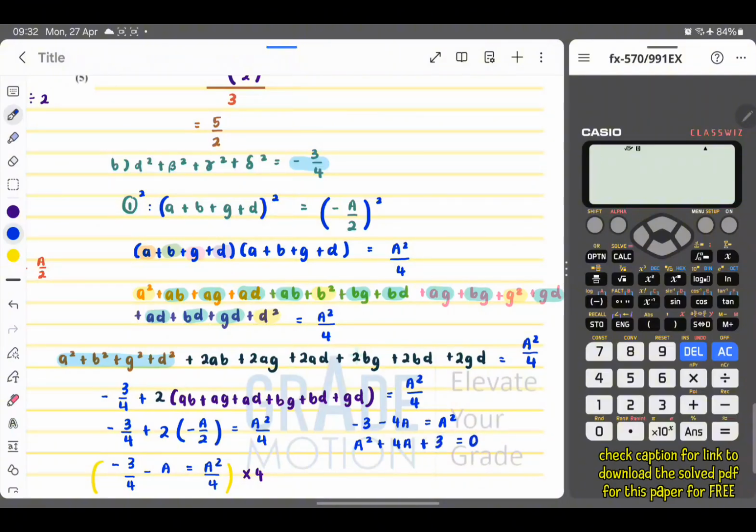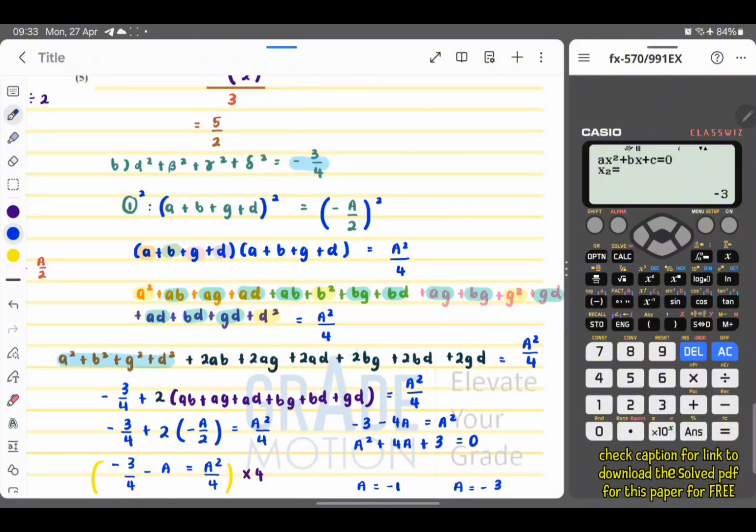Let's use our calculator to find out the value of A. So menu, calculate equation, polynomial, degree 2, with coefficients 1, 4, and 3. The first value of A is negative 1. And the second value of A is negative 3.